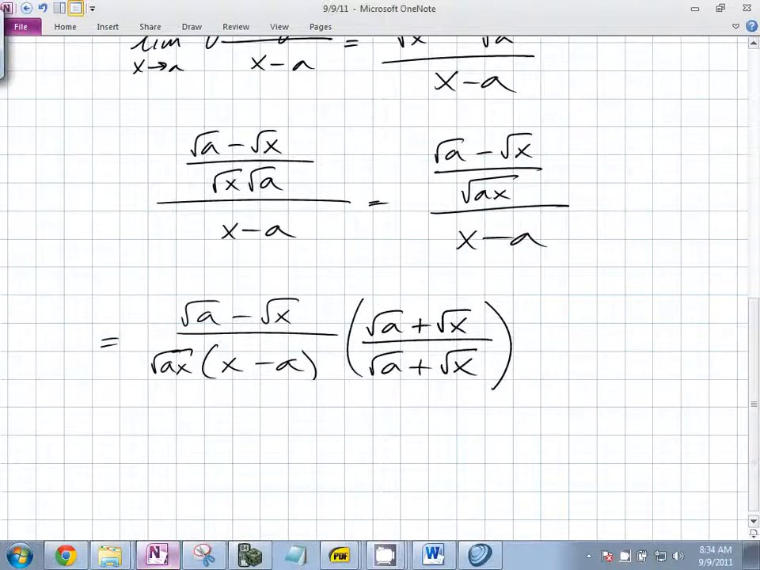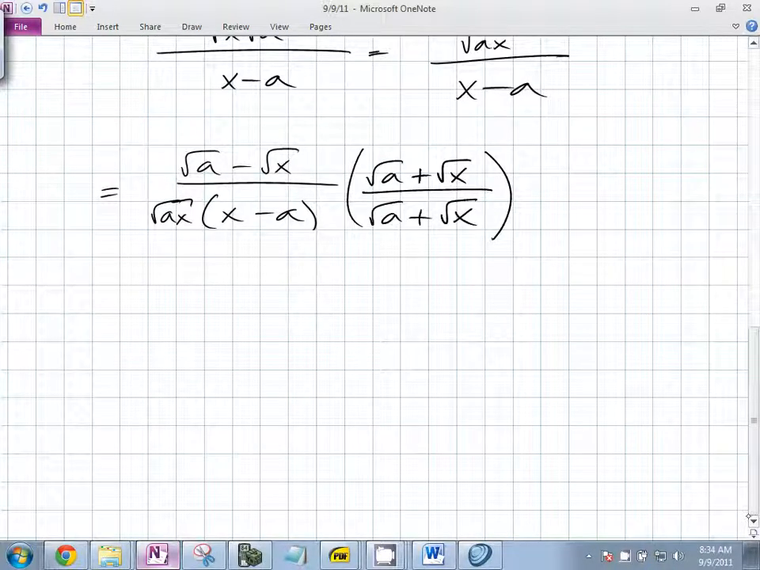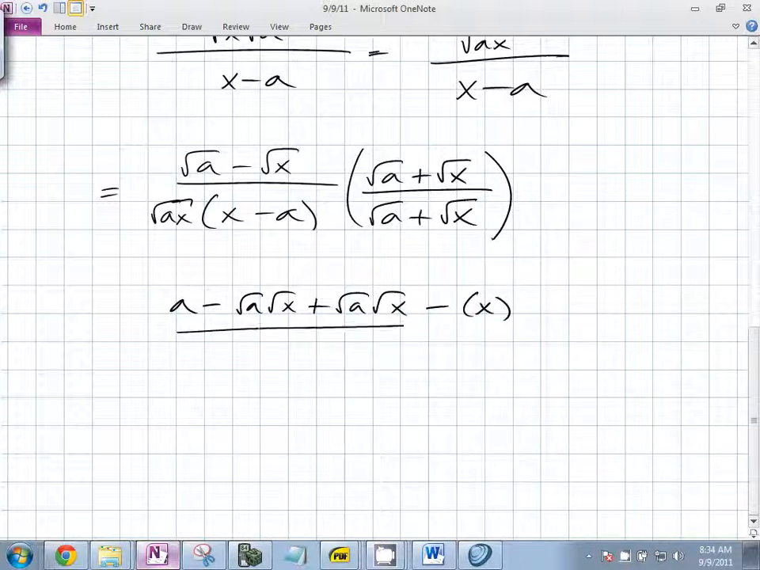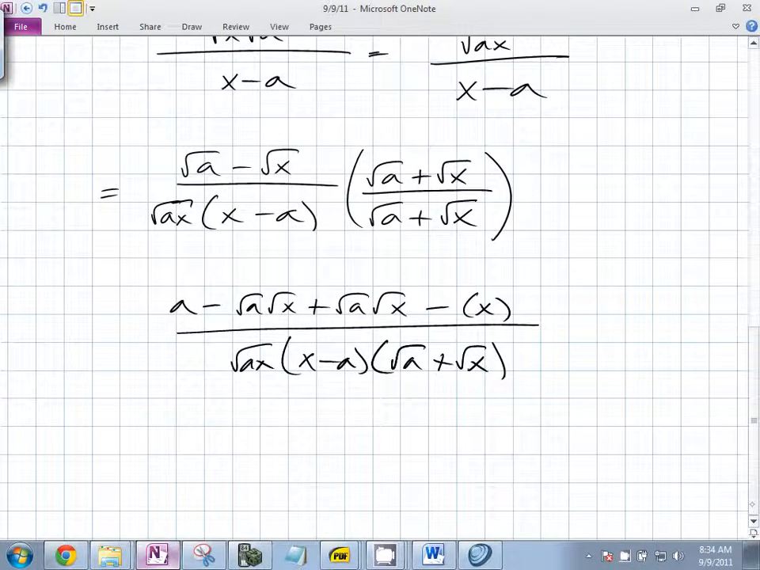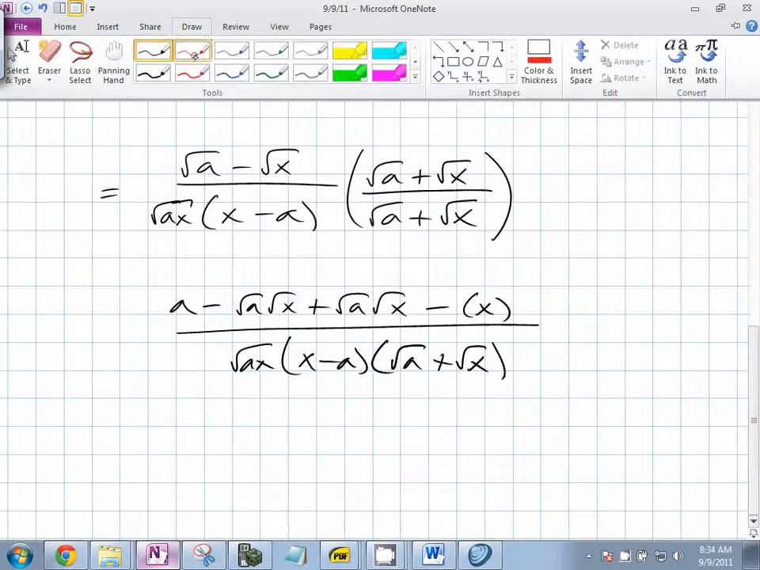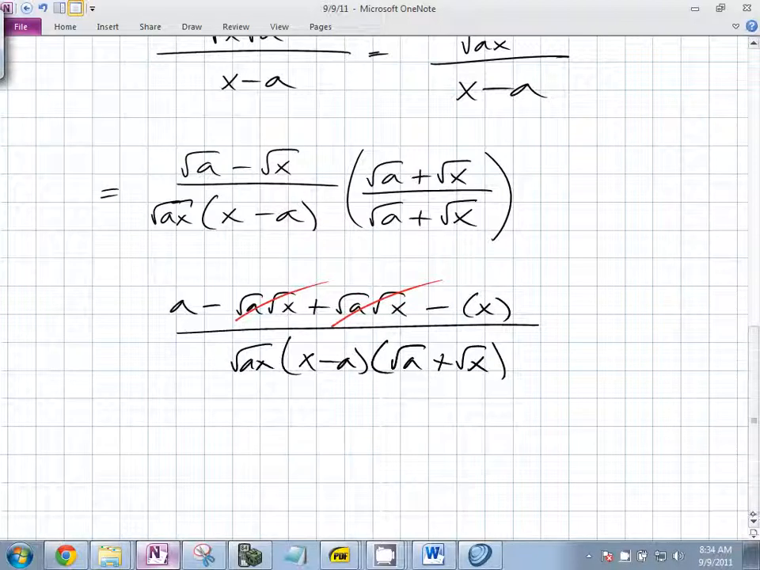Yeah, you absolutely are. Good. So let's multiply this out. What happens to the top? What do you end up with? A minus root a root x plus root a root x minus x, actually, right? All over root ax times x minus a times root a plus root x. What cancels in the numerator? So what are you left with?